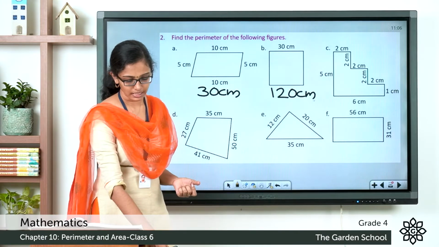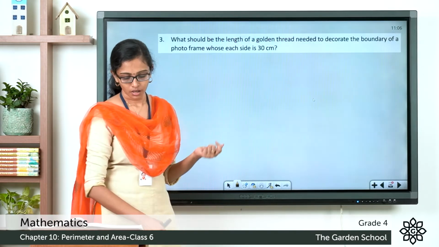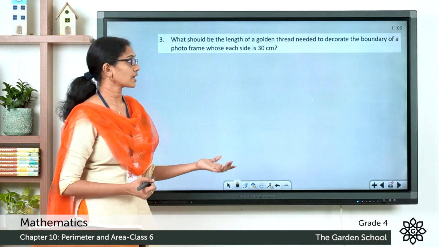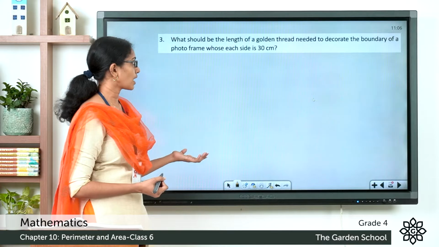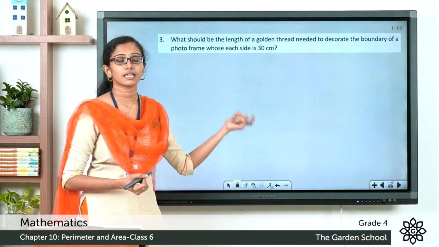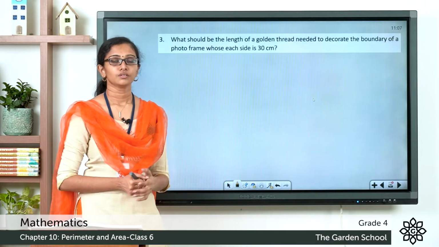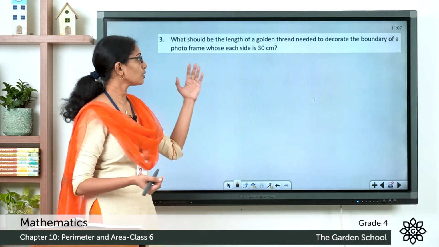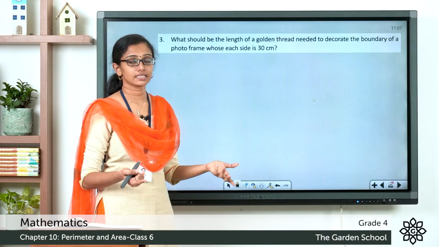Now let's move on to the next question, question number 3. What should be the length of a golden thread needed to decorate the boundary of a photo frame whose each side is 30 centimeter? So what is mentioned in the question? It says about a photo frame whose each side is 30 centimeter.